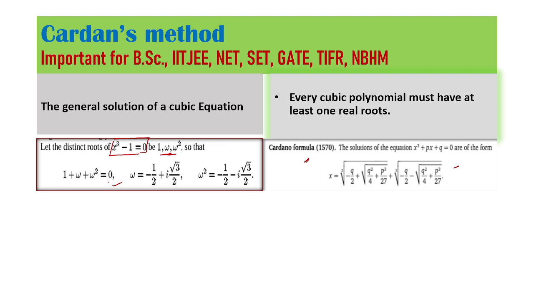So the main thing is Cardan's method is basically one important method by which we can solve any general cubic polynomial equation. And this method is important in BSc, IIT joint entrance, NEET, GATE, SET, TIFR, NBHM. You will see many problems given from Cardan's method. Now we will continue.